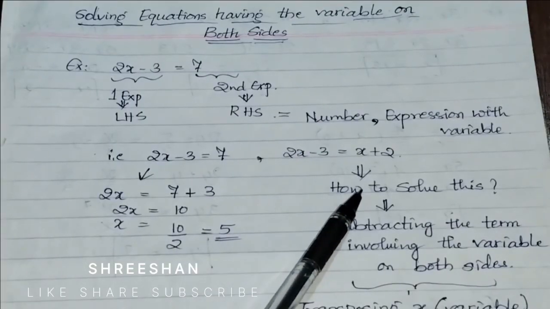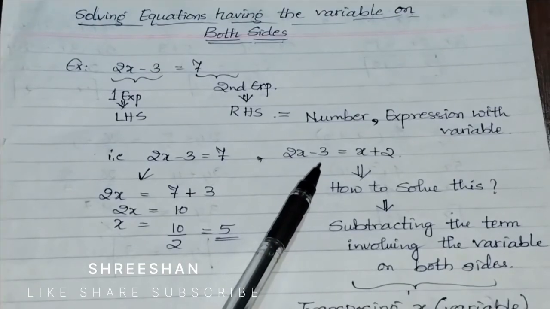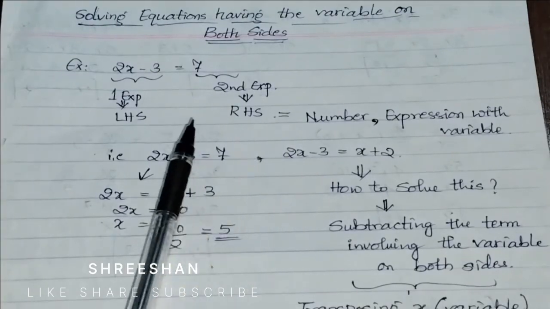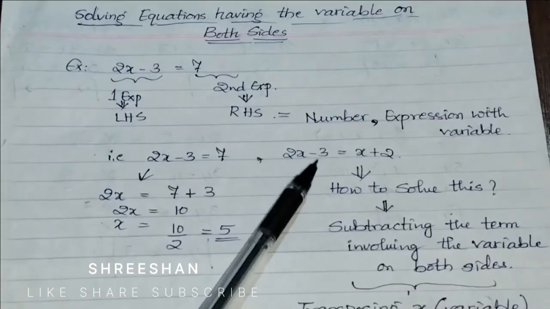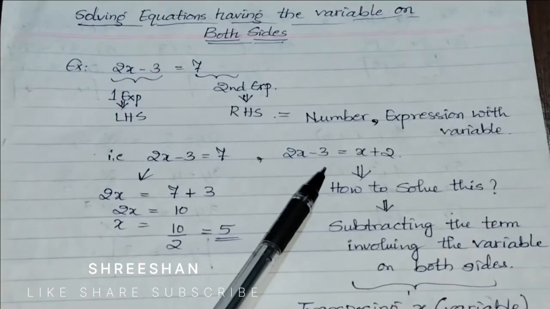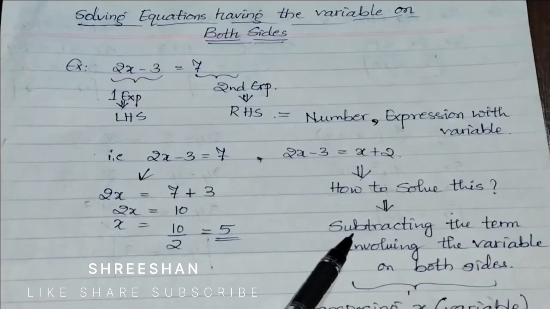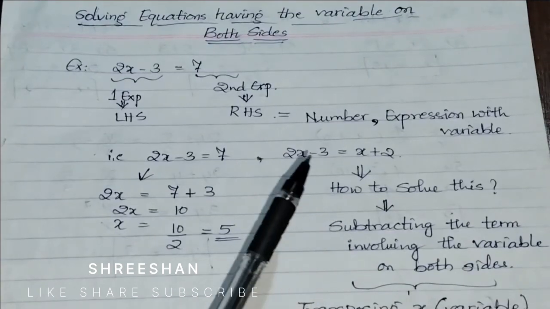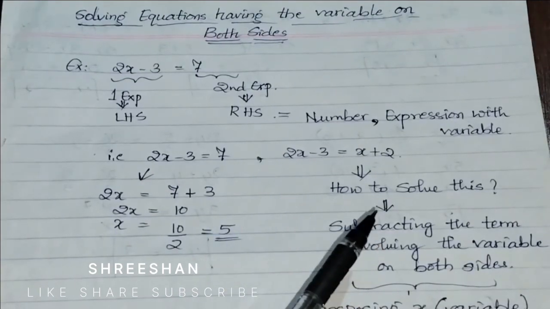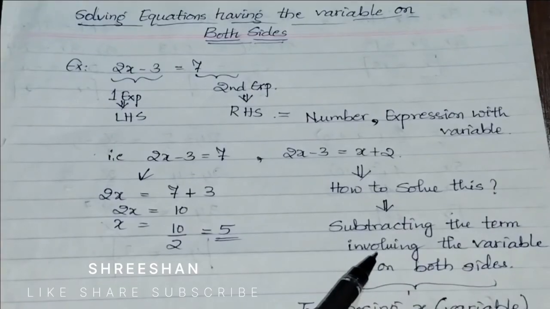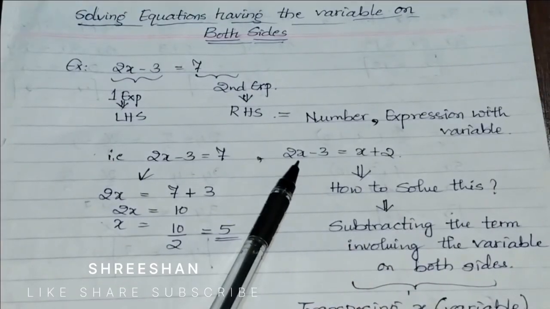Alright, now how are we going to solve this? Now you have a very simple method here to solve this type of equation or to find the value of x. What you are going to do is just subtract the term involving the variable on both the sides. Subtracting the term involving the variable on both the sides is nothing but the method or the process that we are following here in order to find the value of x.